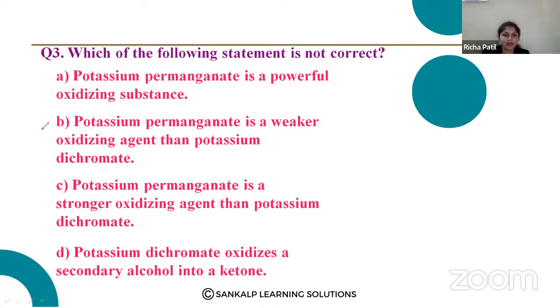It is B. Okay, potassium permanganate is a weaker oxidizing agent? No. Okay, it is a stronger oxidizing agent than potassium dichromate. Okay, so B is the correct answer.